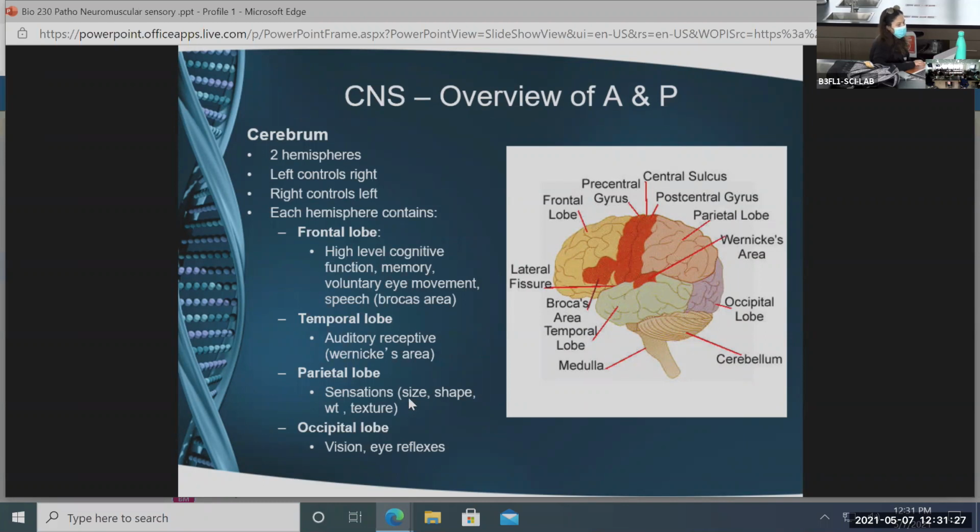Now, this is pretty discussed. Cerebrum, divided into two hemispheres, right and left. Which one is dominant depends on handedness. If I'm right-handed, my left is dominant. If I'm left-handed, right is dominant. That's what they're saying over here. Left controls the right, right controls the left.